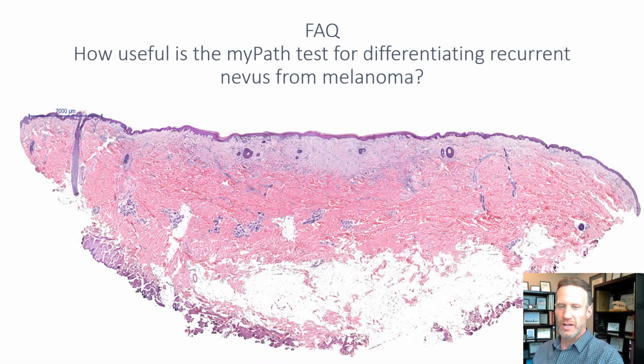I'll conclude by addressing a question that's sometimes asked about the myPath Melanoma test, which is whether it's useful for differentiating recurrent nevus from melanoma. And as this case suggests, it can be very useful in this situation, as long as the specimen submitted for testing is representative of the lesion. Just like histopathologic interpretation by a dermatopathologist, ancillary tests can only analyze what's actually contained in the sample submitted.